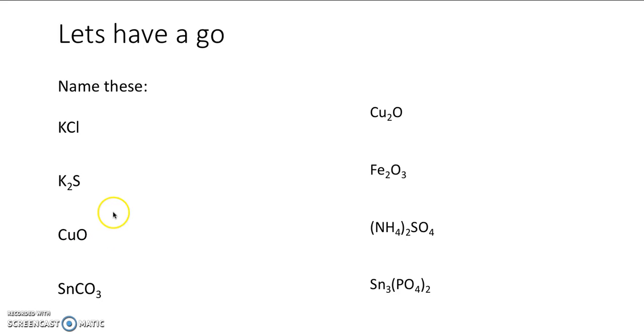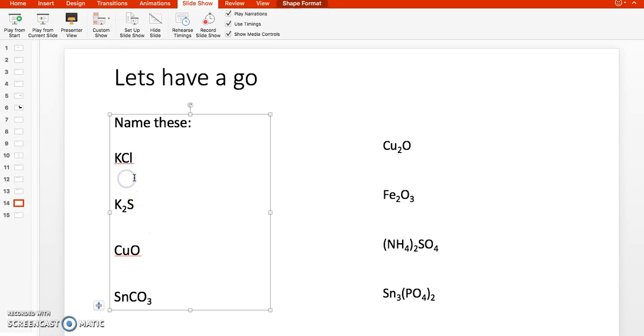Let's have a go at some of these as a class. So the first example we're going to do is KCl. We can identify that K is potassium and Cl is simply chloride. The second example is K2S, that is potassium again, and the S stands for sulfide.